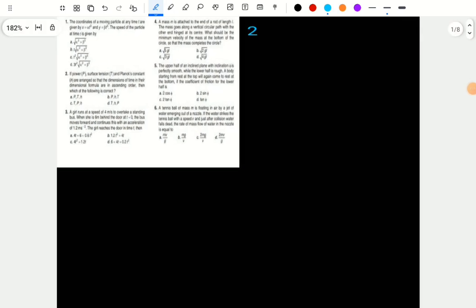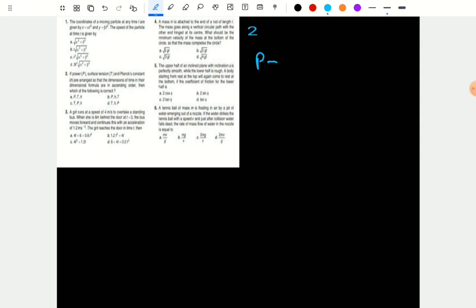First read it, which is: the power P, surface tension T and Planck's constant H are arranged so that the dimension of time in their dimensional formulas are in ascending order. Then which of the following is true? So we have to simply find the dimensional formula of power, surface tension and Planck's constant first.